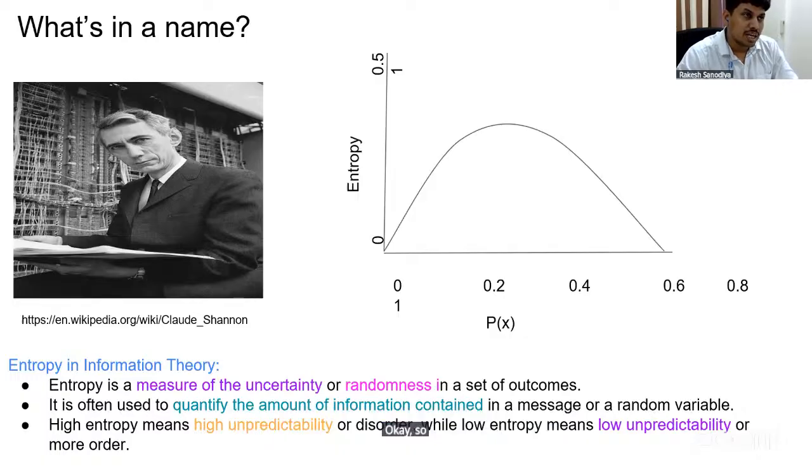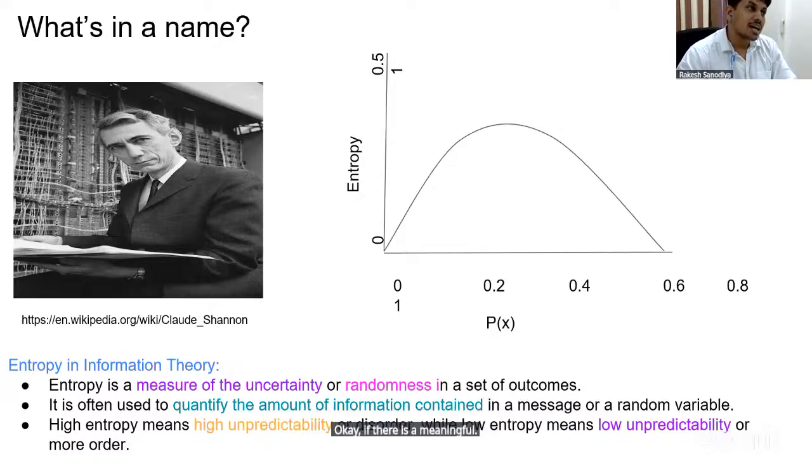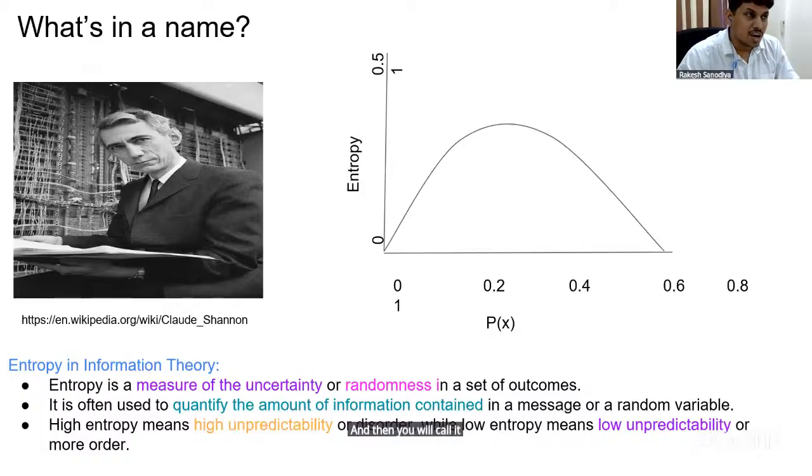Okay, so what does it mean? Then there is huge information. If I talk about the Pakistan attacks, daily we have a conflict between India and Pakistan, right? So this is not meaningful information. But if something meaningful or random happens, then there is huge information, and you will call it higher entropy.